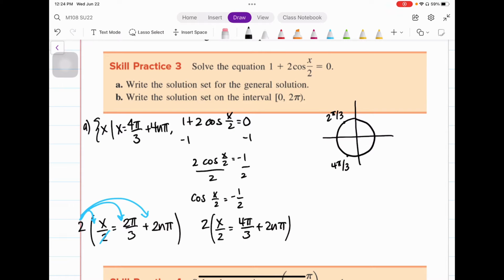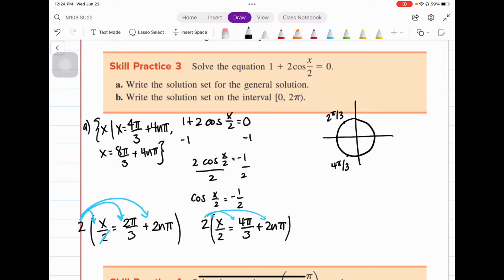The second equation, same thing happens. 2 times each piece of this equation. On the left-hand side, the 2's cancel. We have x equals 2 times 4 pi over 3, which is 8 pi over 3, plus 2 times 2n pi, which is 4n pi. That's our general solution.